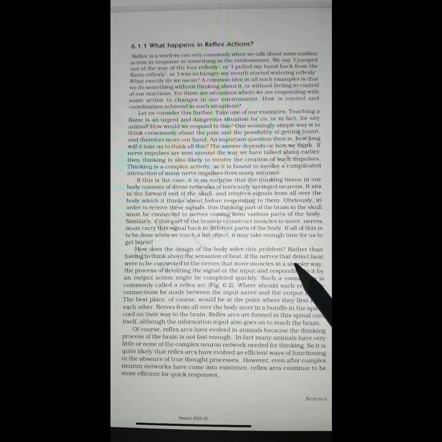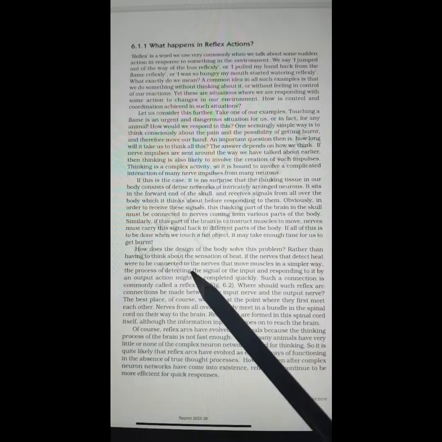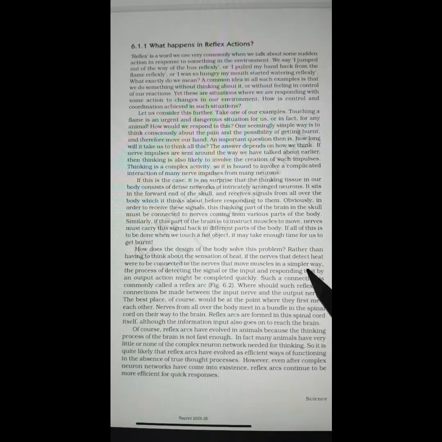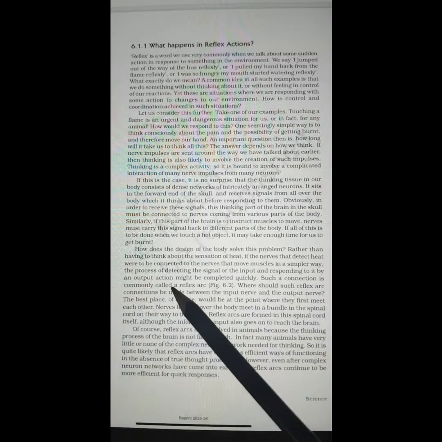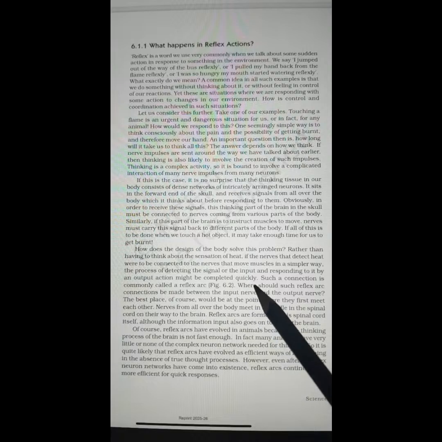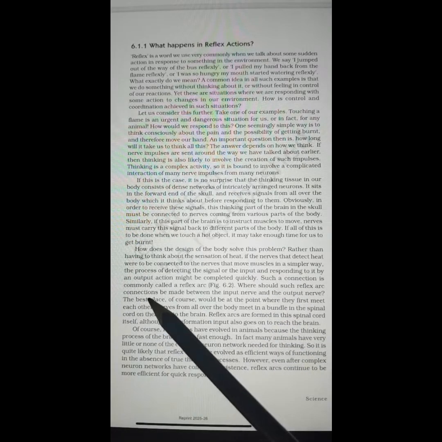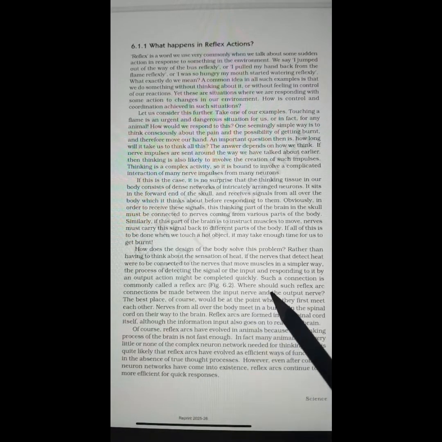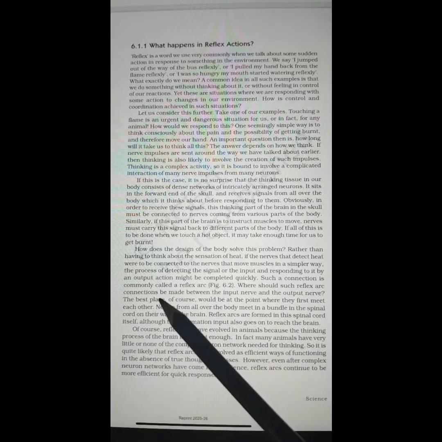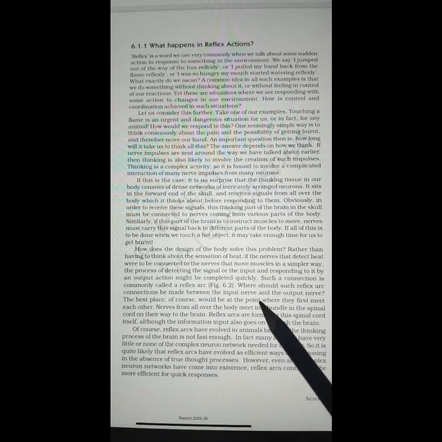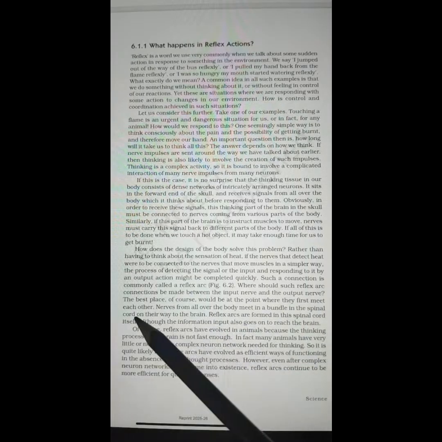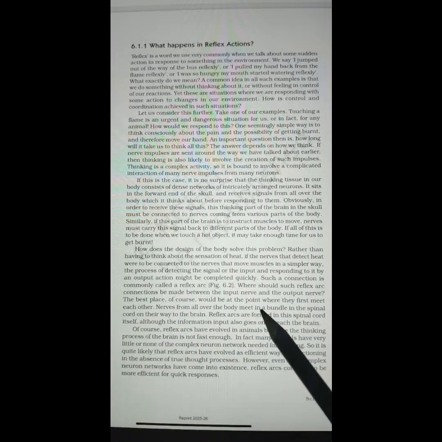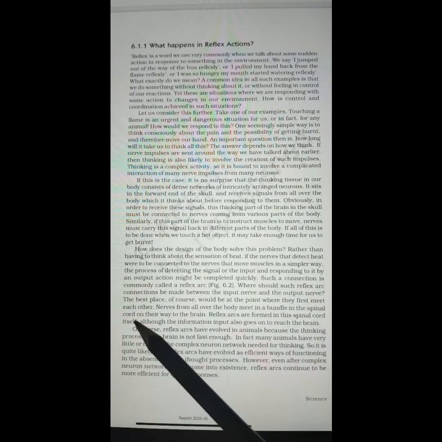If the nerves that detect heat were to be connected to the nerves that move muscles in a simpler way, the process of detecting the signal or the input and responding to it by an output action might be completed quickly. Such a connection is called a reflex arc. Where should such reflex arc connections be made between the input nerve and the output nerve? The best place, of course, would be at the point where they first meet each other.